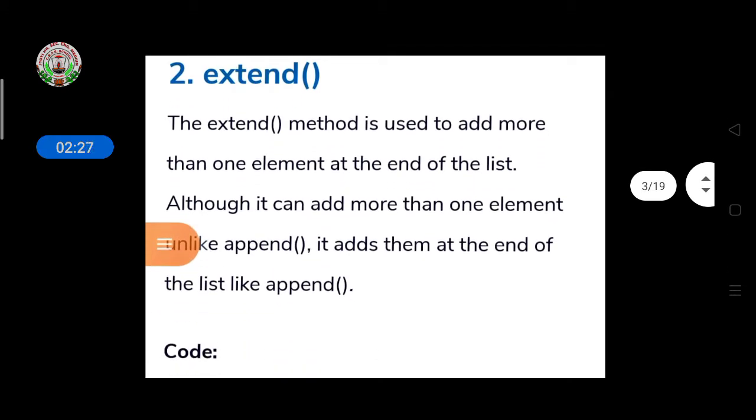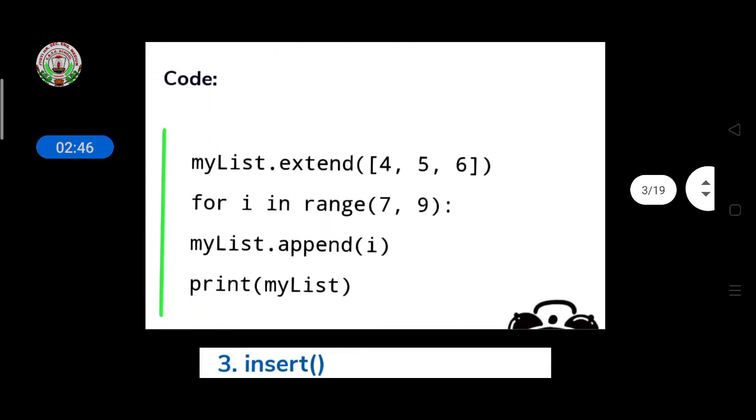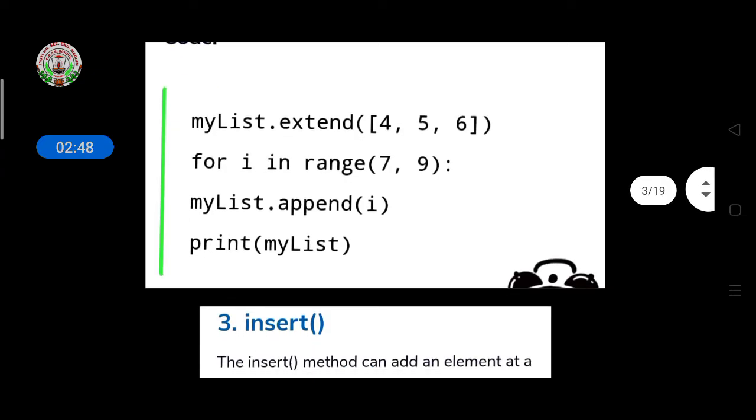Then extend. The extend method is used to add more than one element at the end of the list. Although it can add more than one element, unlike append, it adds them at the end of the list. Extend means it adds more than one element. If you want to add more than one element, you have to give my list dot extend, 4, 5, 6 as the values, and then it will display.